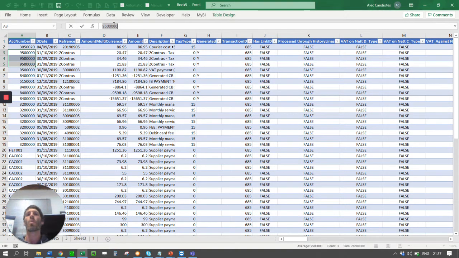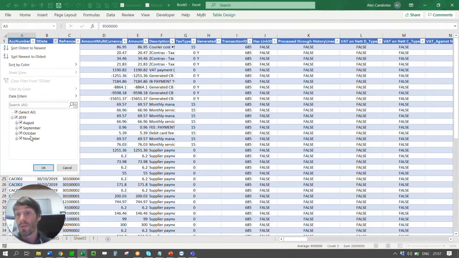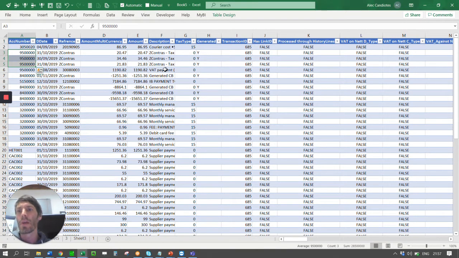Okay, so why are there 3 here? Well, it's because it actually spans over 3 months. First of all, 1, 2, 3, 4 actually in this case, but only 3 of them have VAT related postings to them. Now, if you look at it, it's 64 basically postings. But if you can just have a look here, there are 20 Rand 47 that was claimed in October 2019, 34 Rand 46 in September 2019, and then 21 Rand 83 in August.